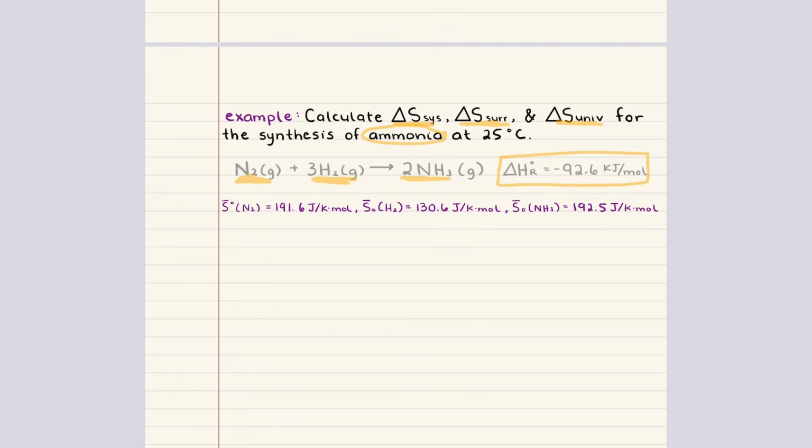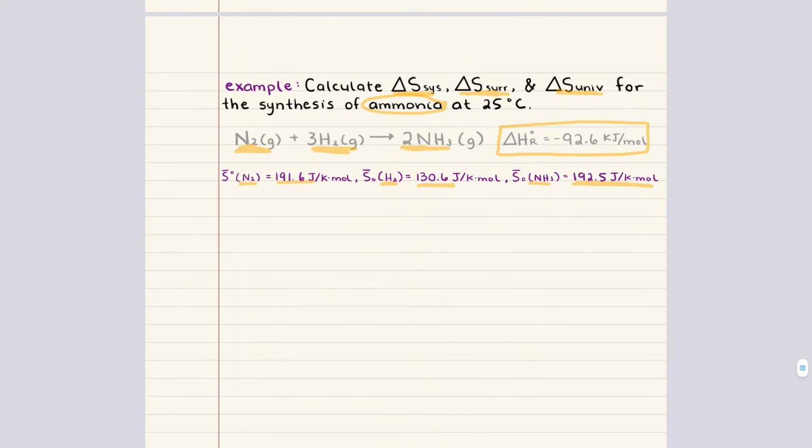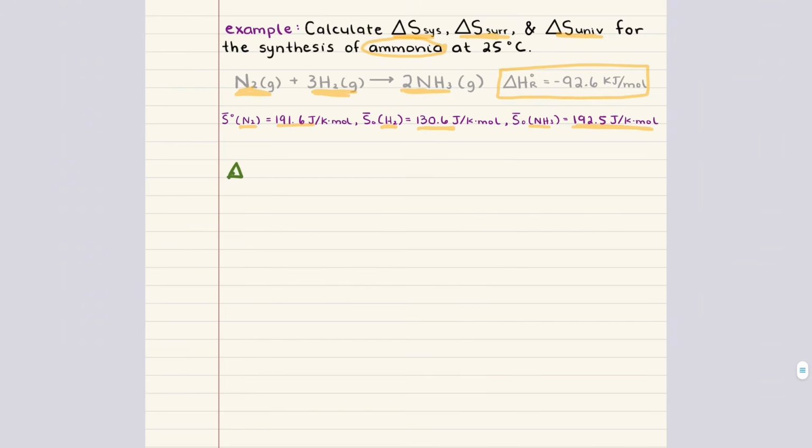We're also given the standard molar entropies at this temperature. So for nitrogen gas, it's 191.6 joules per Kelvin per mole. For hydrogen gas, it's 130.6 joules per Kelvin per mole. And for ammonia, it's 192.5 joules per Kelvin per mole. Let's begin with the system.